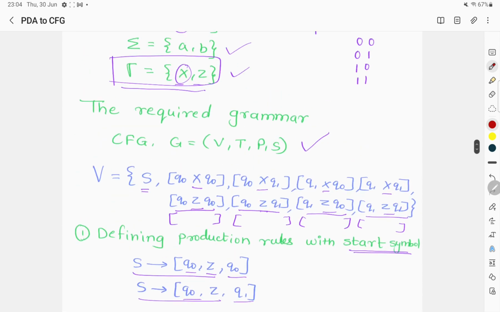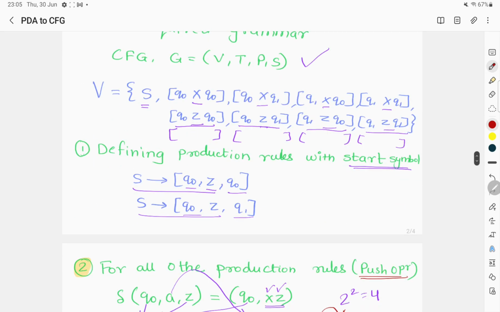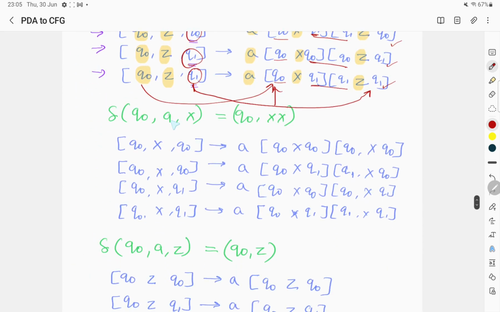Second push type of operation, if I see, is this. Q0 on AX goes to XX. So I'll write it the same way. Q0 on AX goes to XX. Now I'll just explain you in very short. So this Q0 is coming here, which is there for all.